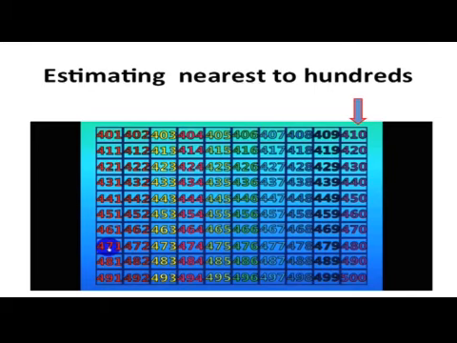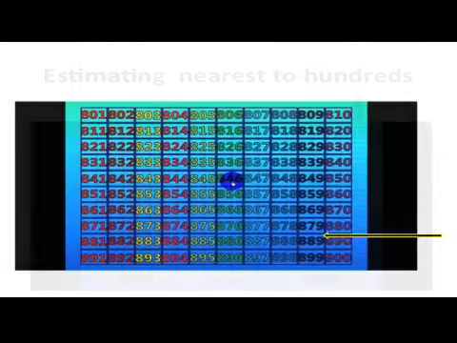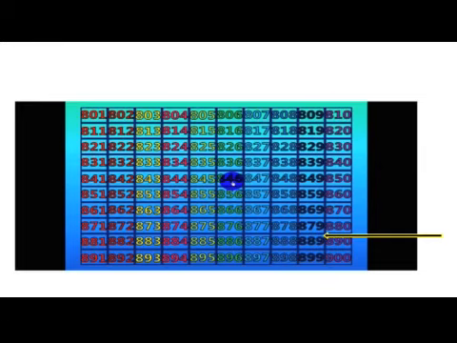Now, we will discuss estimating to the nearest hundreds by rounding off. Is 410 nearer to 400 or to 500? Think over it. 410 is closer to 400, so it is rounded off to 400, correct to the nearest hundred. 889 lies between 800 and 900. It is nearer to 900, so it is rounded off as 900, correct to the nearest hundred.